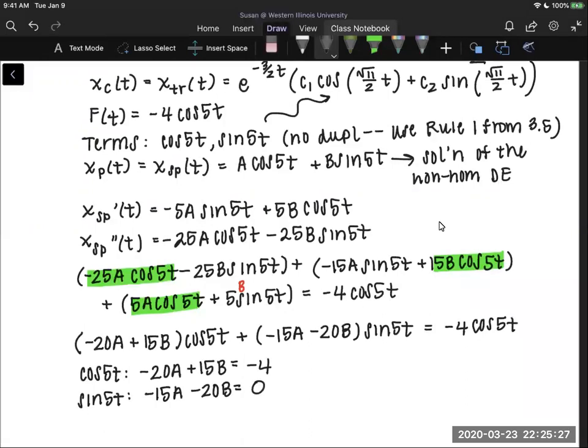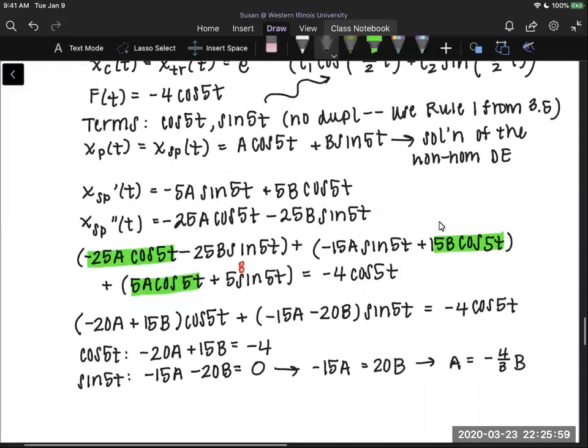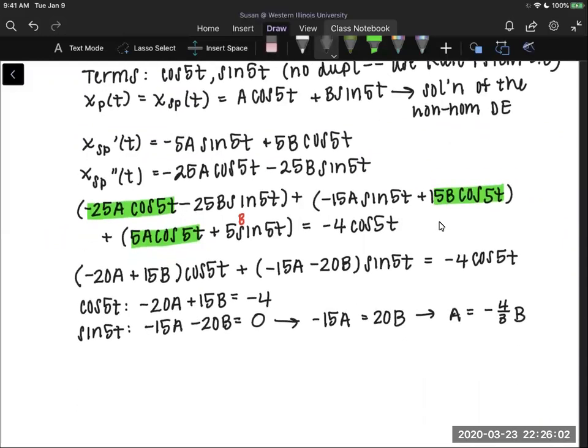So we have a system of two equations and two unknowns. At this point, you guys are welcome to throw this into a matrix and utilize your graphing calculators to solve. I'm going to go ahead and solve this by hand. So let's take a look at the second equation. I have negative 15a equals 20b. So I can say that a is equal to negative 4/3 b, and then I'm going to plug that expression back into the first equation.